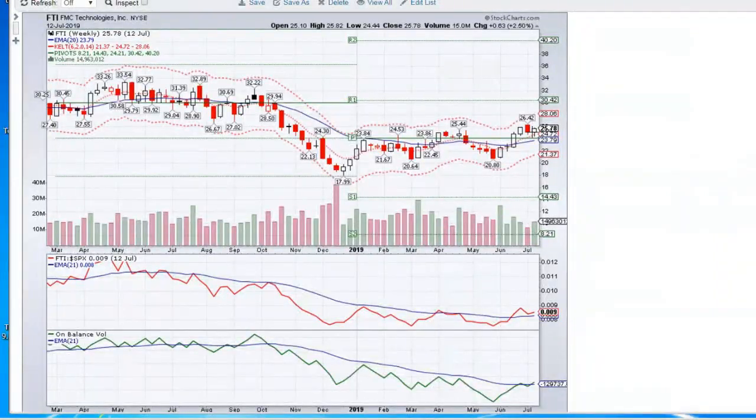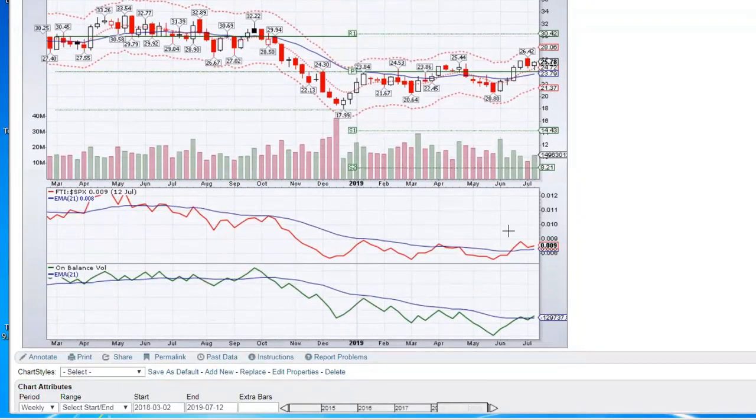It closed on the 12th of July at 25.78 here. We did a high at 26.42, came back, and the 20-week moving average was moving higher. Volume had picked up. You can see we had a trend of three lower volumes. Volume was better that week.